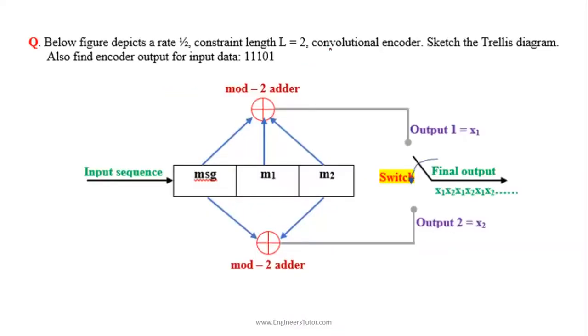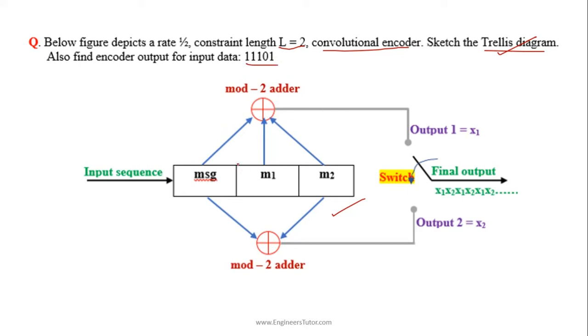Hi students, in this lecture I will explain how to draw the trellis diagram for a given convolutional encoder of constraint length 2. So the question is, the figure below depicts a rate 1/2, constraint length 2 convolutional encoder. Sketch the trellis diagram and also find the encoder output for the input data 11101.